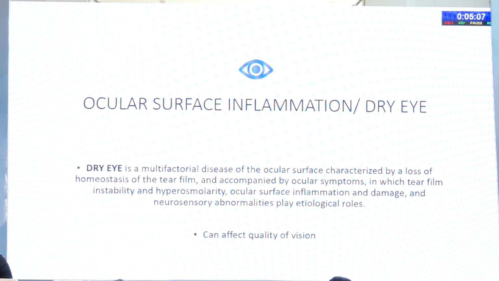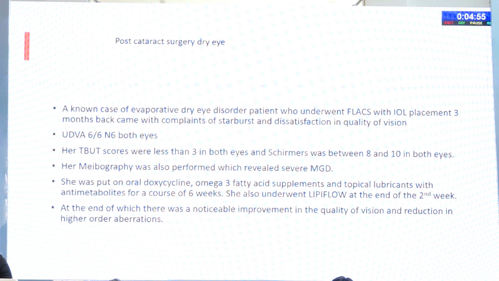It can also help you in ocular surface inflammation. As we all know, dry eye is a multifactorial disease characterized by inflammation of the ocular surface, which gives rise to an irregular tear film. So this can also affect the quality of vision.